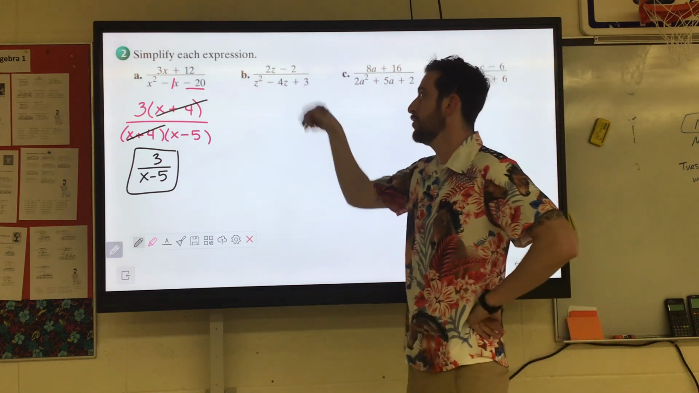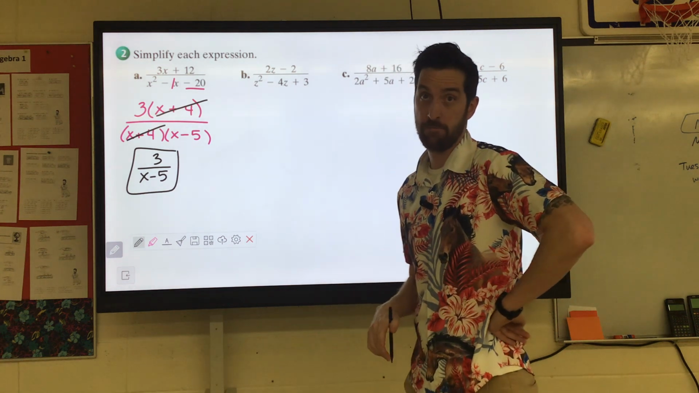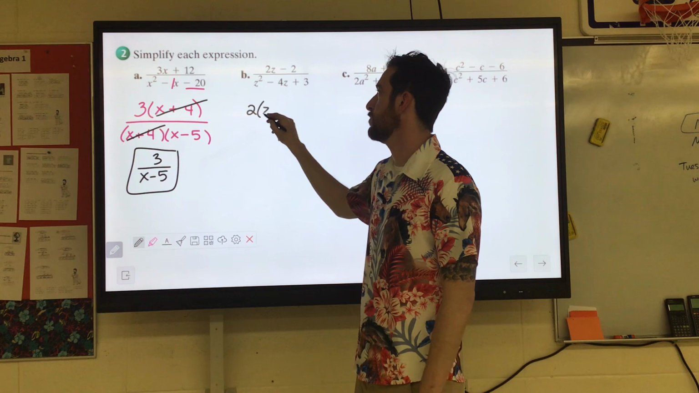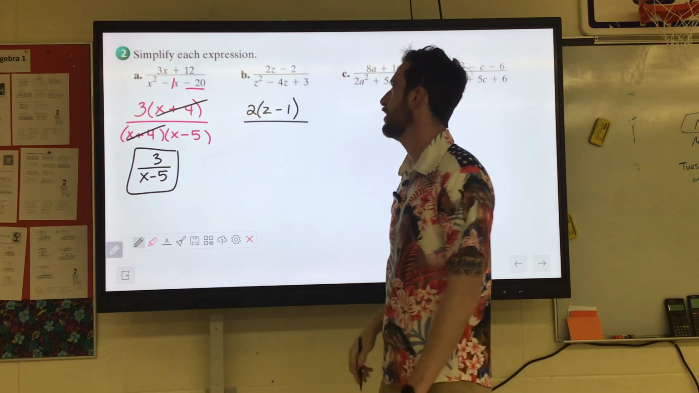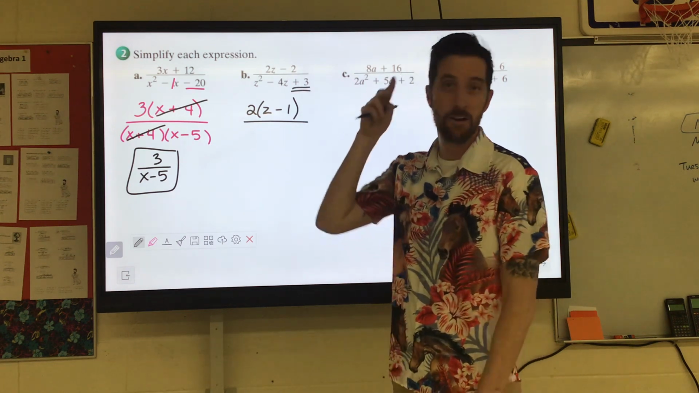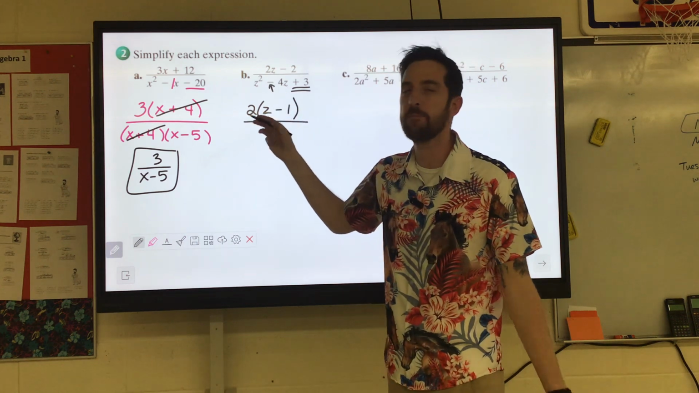B, 2z, or not 2z, 2z minus 2. They have a 2 in common. So we factor out the 2. 2 times z is 2z. 2 times negative 1 is negative 2. We look at the denominator. It ends in plus. So they're both plus or they're both minus. They add up to negative 4. That means they have to both be minus.